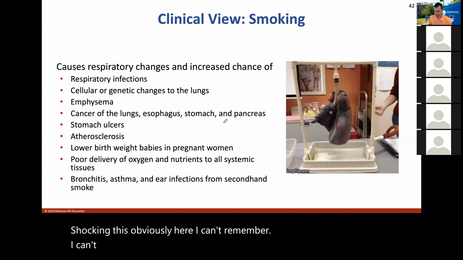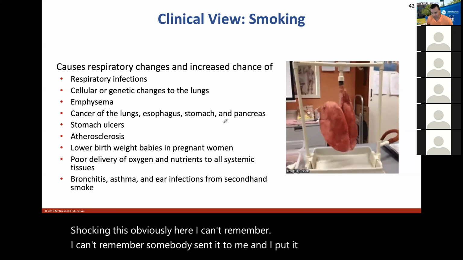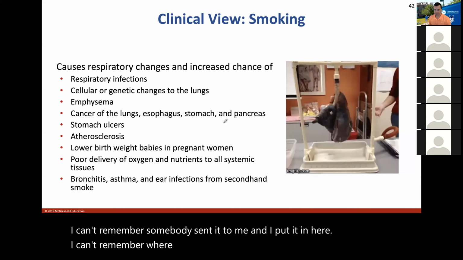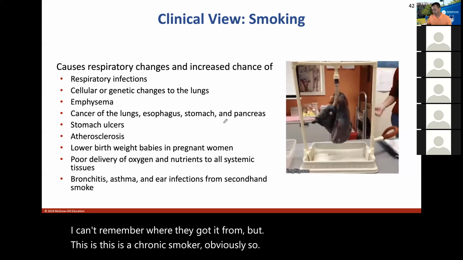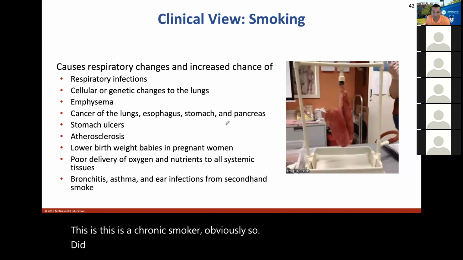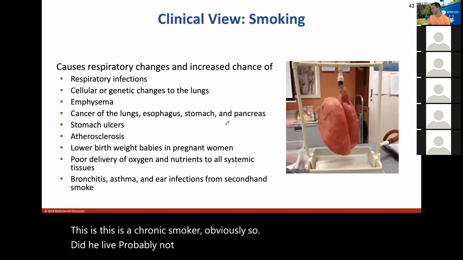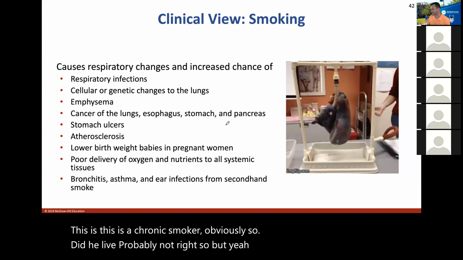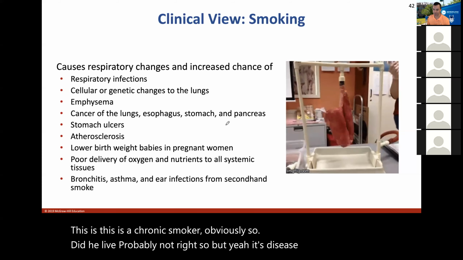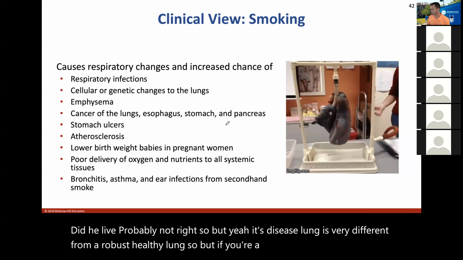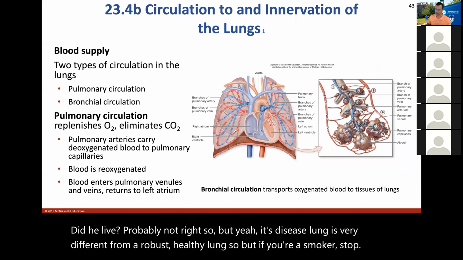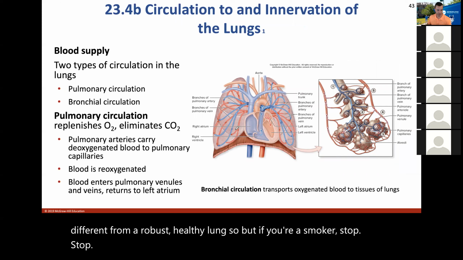Somebody sent it to me and I put it in here. I can't remember where they got it from, but this is a chronic smoker, obviously. Did he live? Probably not, right? But yeah, a diseased lung is very different from a robust, healthy lung. But if you're a smoker, stop. You'll smell better about yourself. See what I did there? I know, I'm a dick.